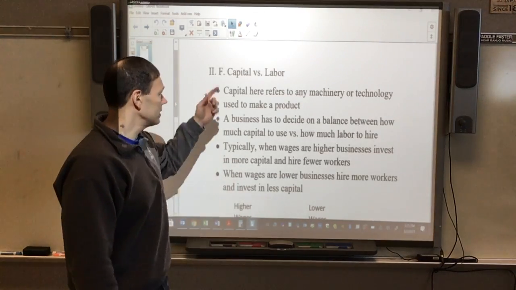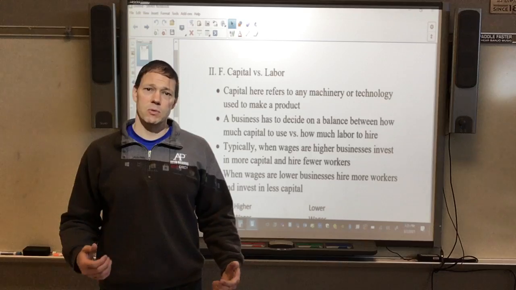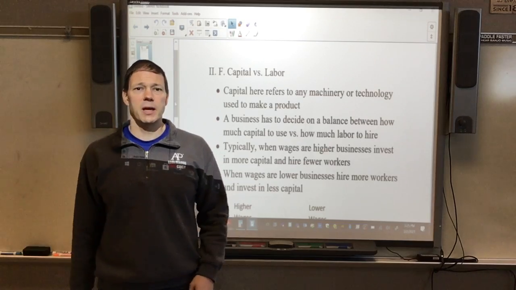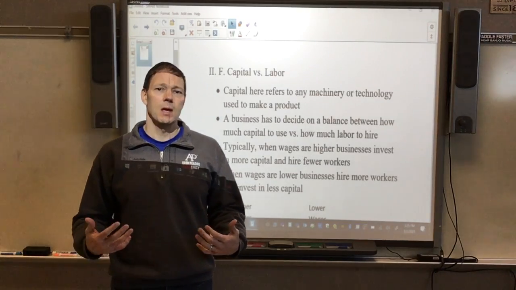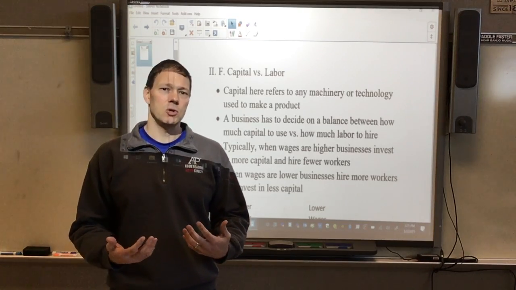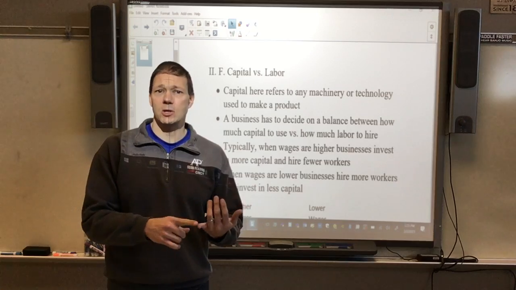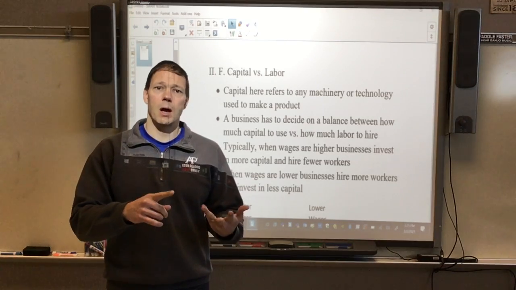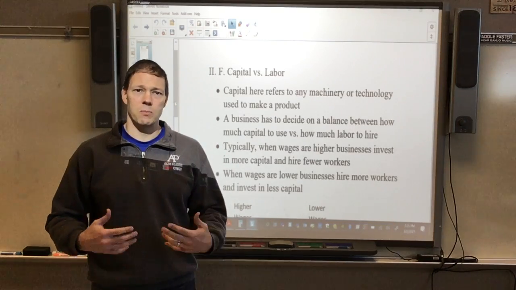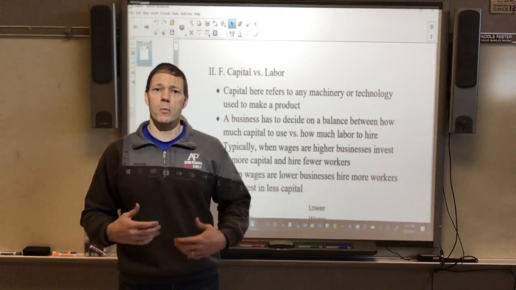First of all, the last point talks about capital versus labor, this balance that businesses have to decide between capital and labor. So the first thing to know is, what do I mean when I say capital? In this case, capital refers to any machinery, technology, equipment, anything like that, a machine that you use to get a job done, to make something. So at a pizza restaurant, it would be the cash register, the oven, the mixer, if there's a mixer, any kind of technology a company uses in order to make something. That's what capital is.